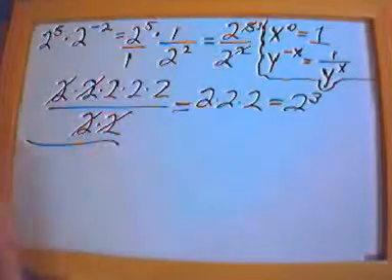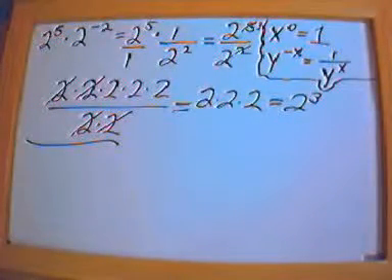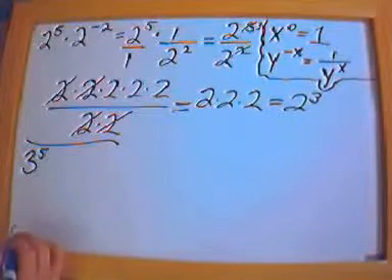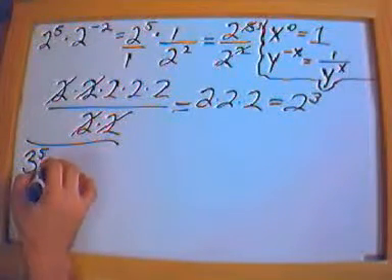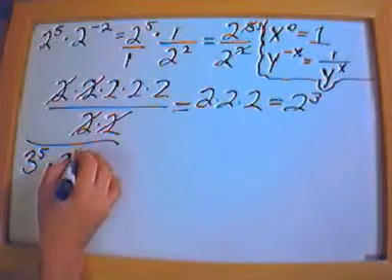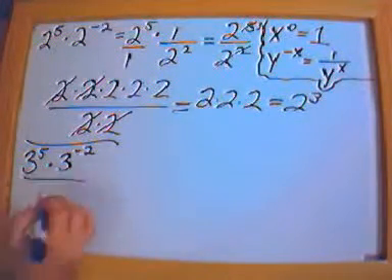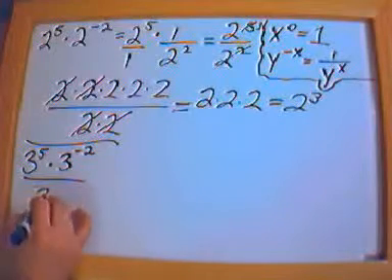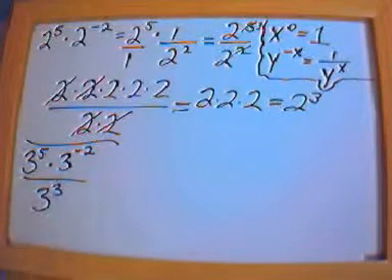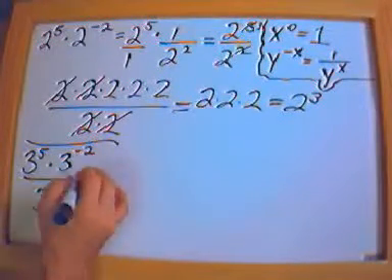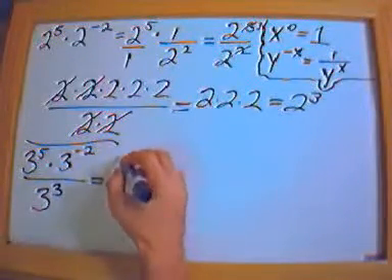We're going to do so many of these, this is going to seem old hat, so let's just keep on going. Let's say I have 3 to the 5th times 3 to the minus 2 over 3 cubed. Okay? Let's go ahead and take care of our negative thing first.